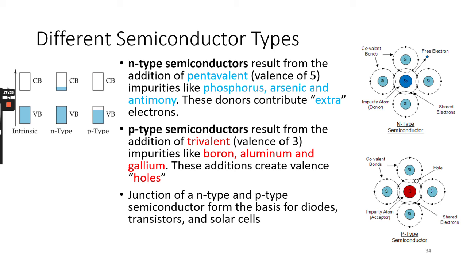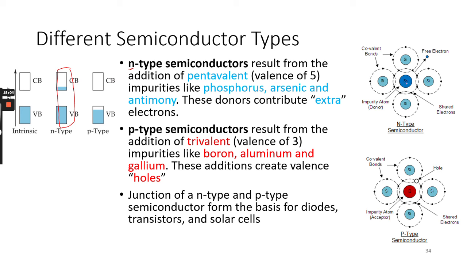So your N-type semiconductors result from adding a pentavalent. Boy, that's some word. Penta means 5, valent. So that just means an element that has a valence of 5. Since 5 is greater than 4, which is what most of your semiconductors have, a valence of 4, this means you have extra electrons. So if you're adding extra electrons, you're more negative, and that is your N-type. And that would be shown right here.